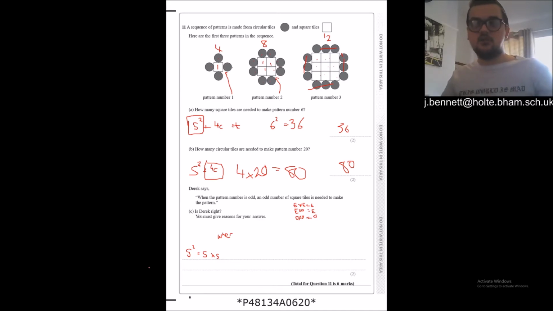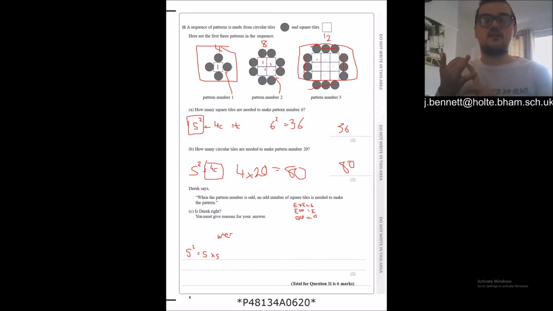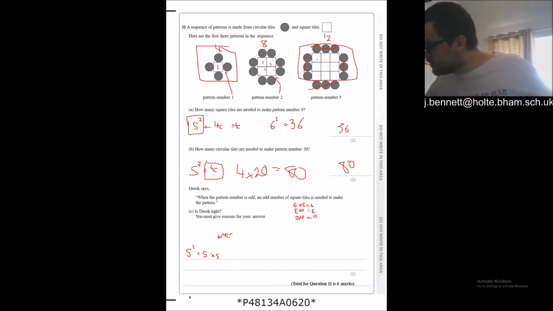So when the pattern number is odd, we're multiplying an odd number by an odd number to find the number of square tiles, because that's how we've said we found our square tiles. Odd times an odd is an odd. So Derek is right by saying an odd number of square tiles is needed, because when you multiply the pattern number by itself and the pattern number is odd, you're always going to get an odd number. See, for this one here, you've got 1, which is an odd number. For this one here, you've got 9 square tiles, which is an odd number. 5 times 5, 25. 7 times 7, 49. 9 times 9, 81. These are all odd numbers. Odd numbers multiplied by odd numbers always give you odd numbers.